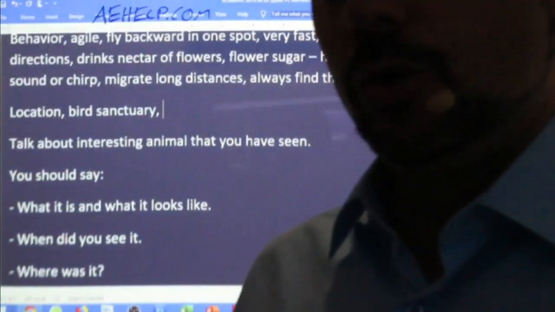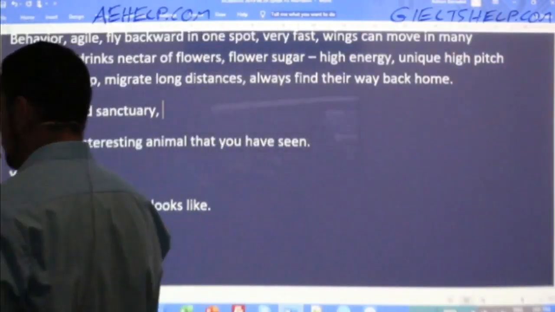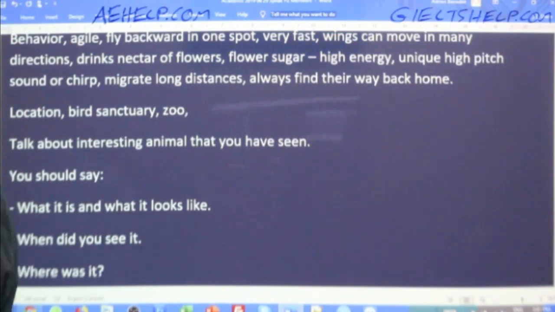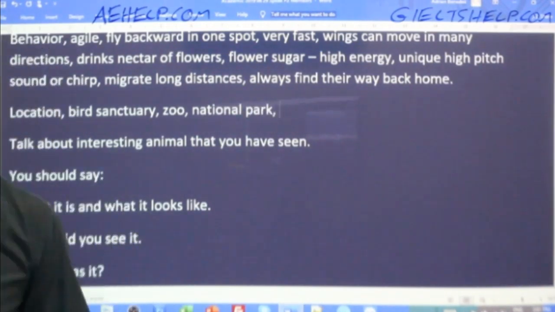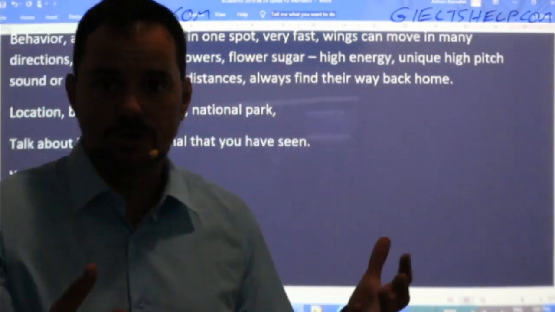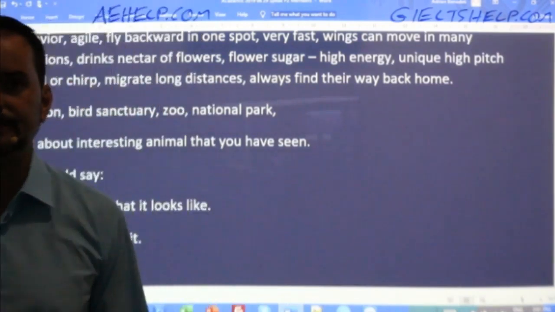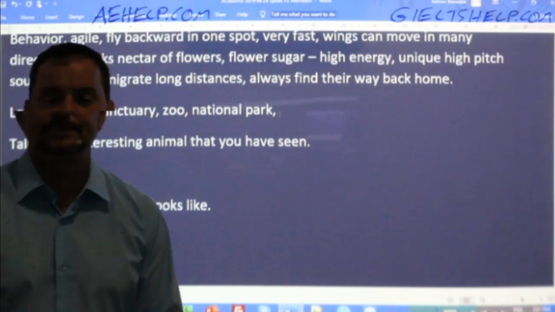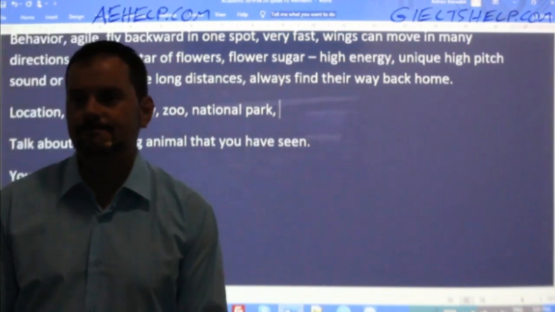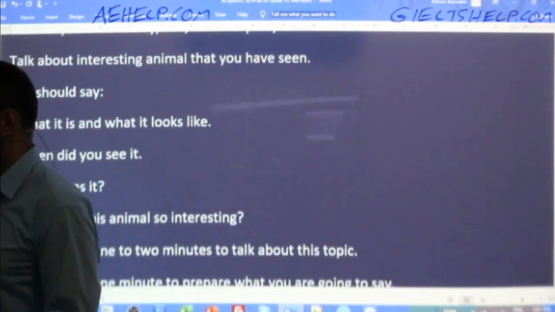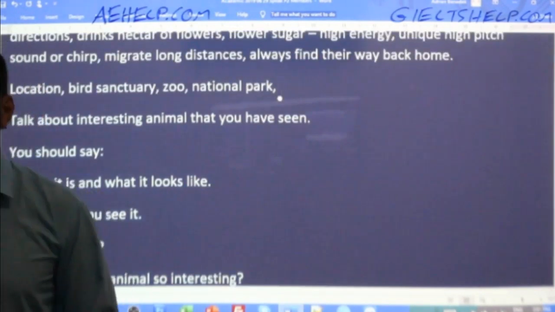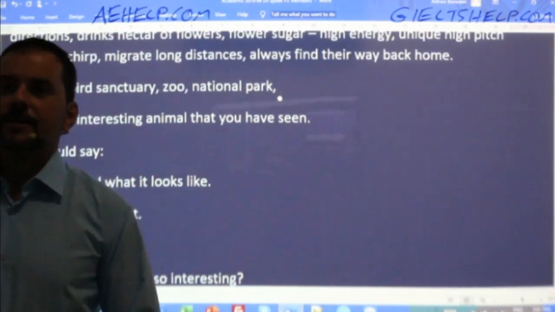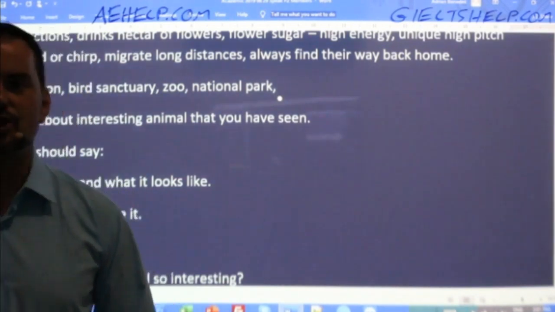Bagzod says, I saw it in the zoo. That's okay as well. Bird sanctuary or zoo. Where in the zoo? National park is okay as well. Just make sure to choose one. Hung says the national park, but be more specific. So there's the national park or there's the zoo, but where's the actual hummingbird? Baghdad says in my hometown of Tashkent. Sure, it's possible as well.